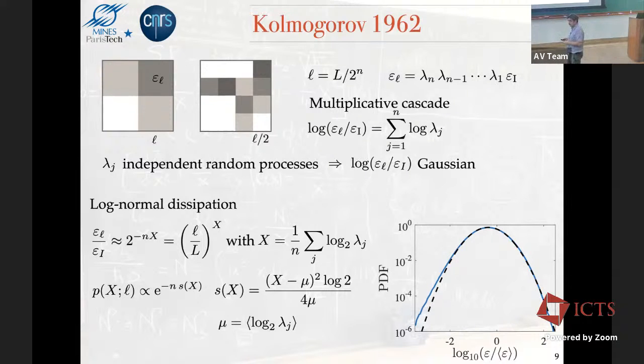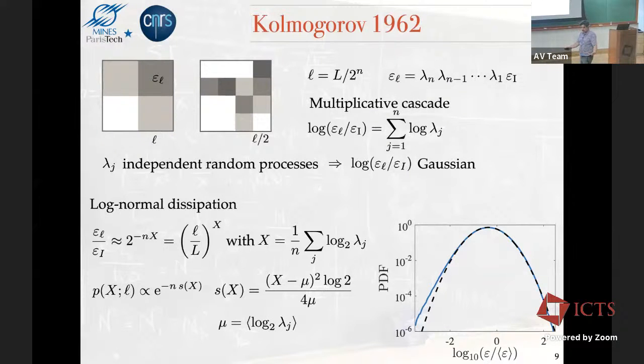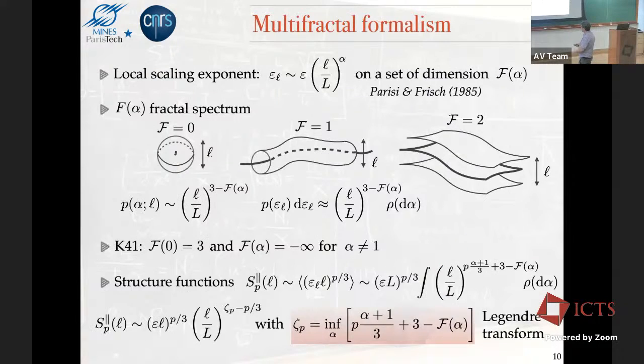And the idea is to treat the fact that you go down the cascade as a process on which you can compute some large deviations. So the mean should be the mean of epsilon, but then you have fluctuations that are controlled by such a large deviation.